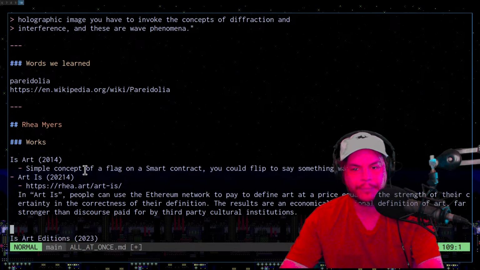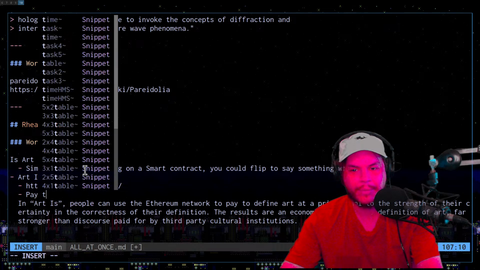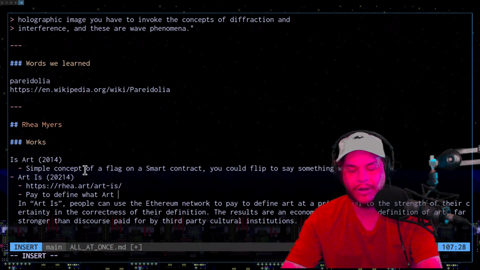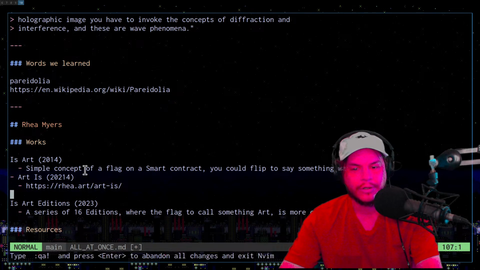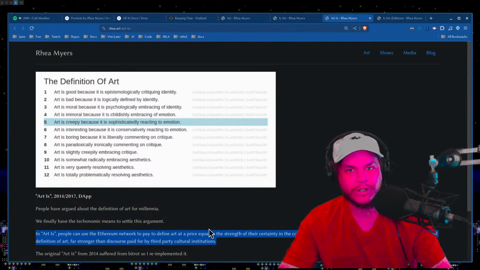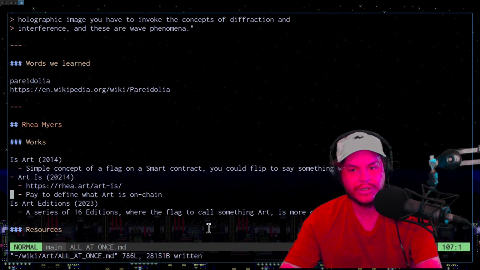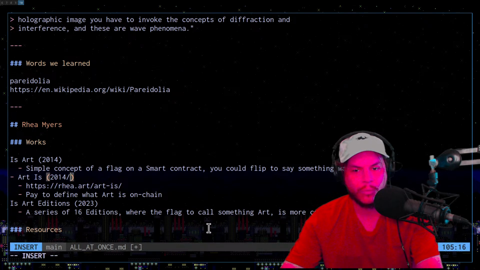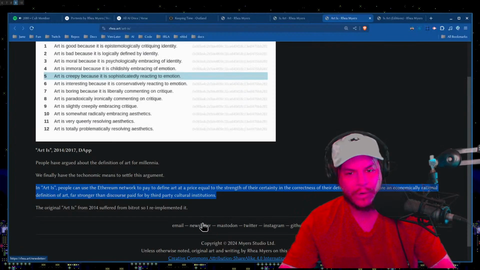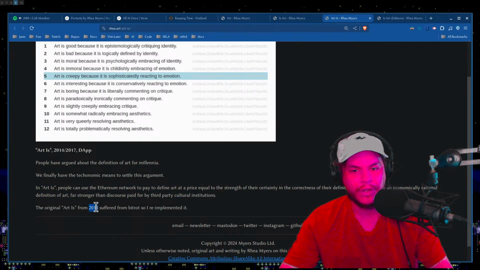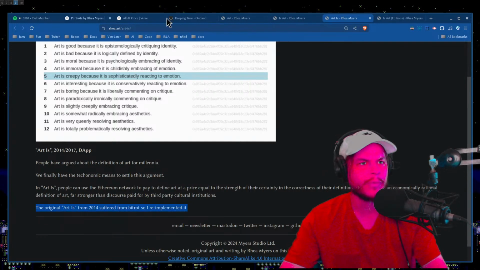There we go. Which essentially is pay to define what art is on chain. And just making sure that it's also 2014/17. What does that mean? Why /17? Oh, the original stuff from Bitrot, so it was re-implemented. Gotcha. Cool. We understand that.